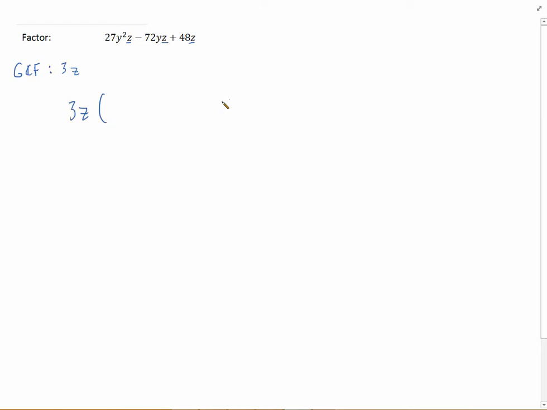3z times what? Well, let's see, we'd have a 9y squared. 3 times 24 is 72, so minus 24y. And 3 times 16 is 48. So I've got 3z times 9y squared minus 24y plus 16.